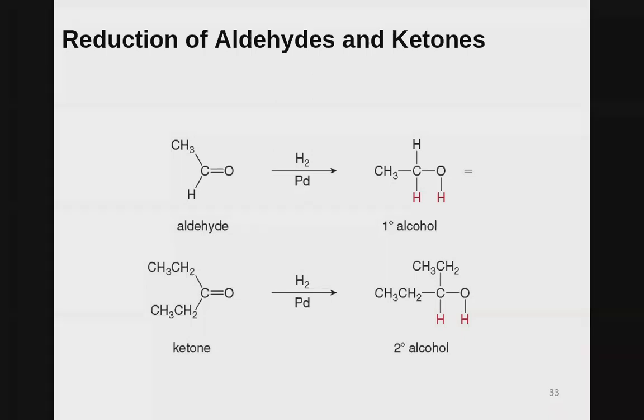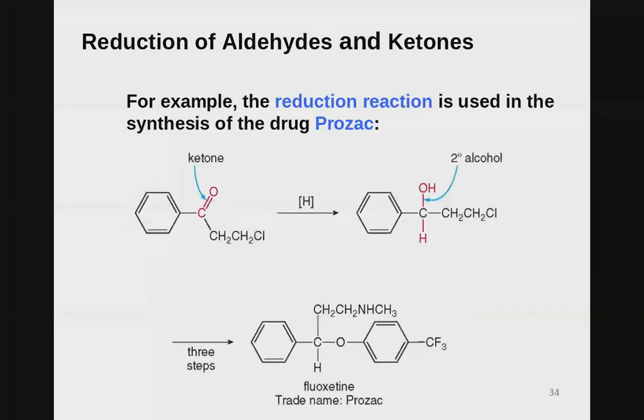Then we have a ketone here. It reacts with hydrogen gas on a surface of palladium, producing a 2nd degree alcohol. So nothing crazy, but reduction is definitely a new thing for us. So let's look at a specific example of this. We can use a reduction reaction to actually synthesize the prescription medication Prozac.